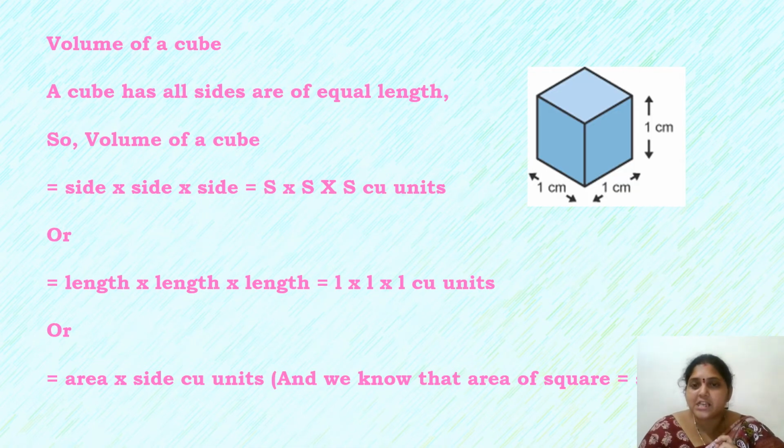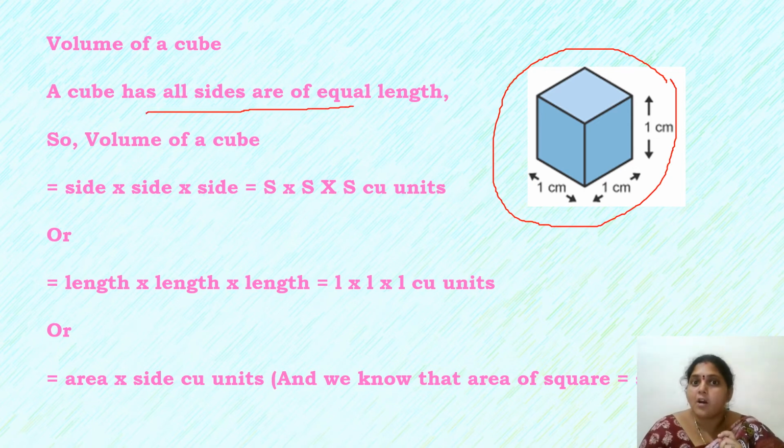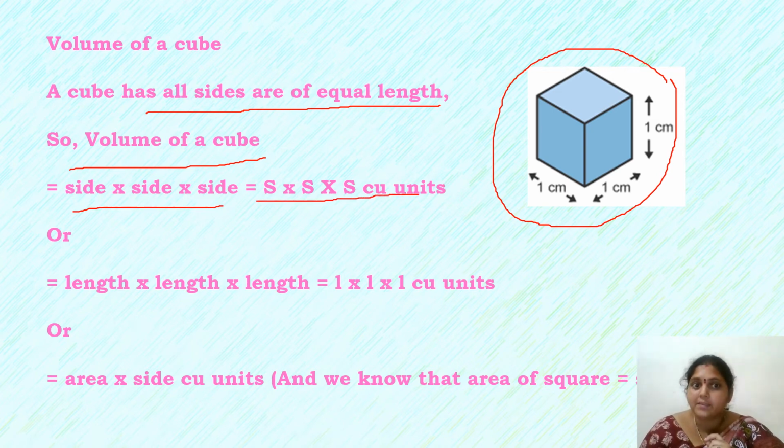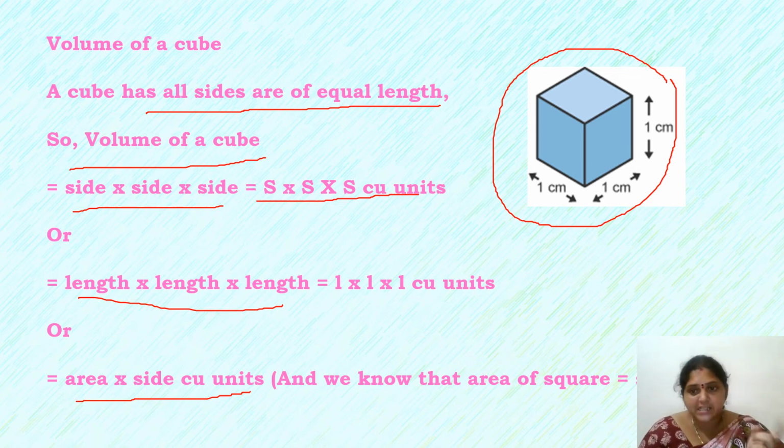Now, if you observe, this is your cube, right? A cube has all sides of equal length. So, volume of a cube is side into side into side. 3 times we have to multiply it, or length into length into length, or area into side cube units. And we know that area of the square is equal to side into side. That's why we will be calling it as side into side into side. You have to multiply all the sides for 3 times because it includes 3 sides only.